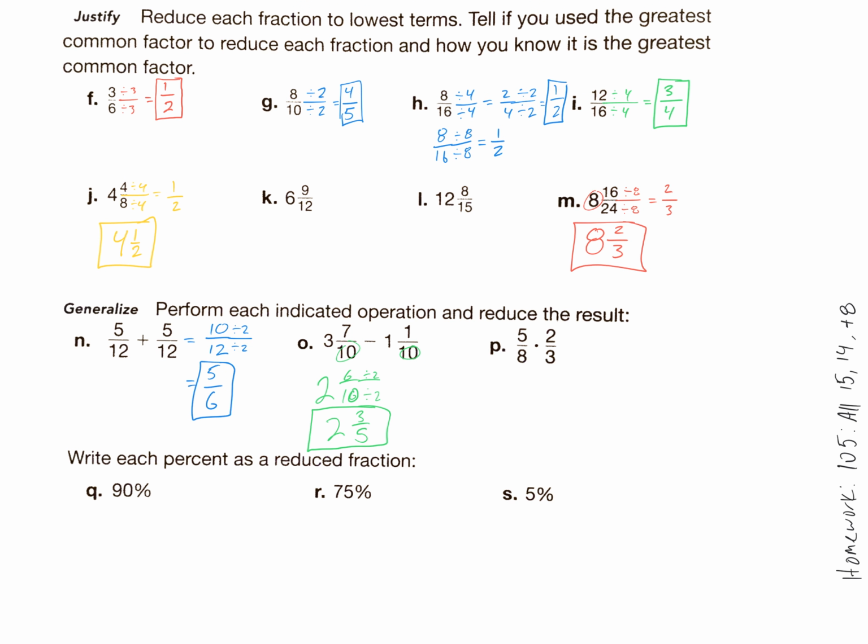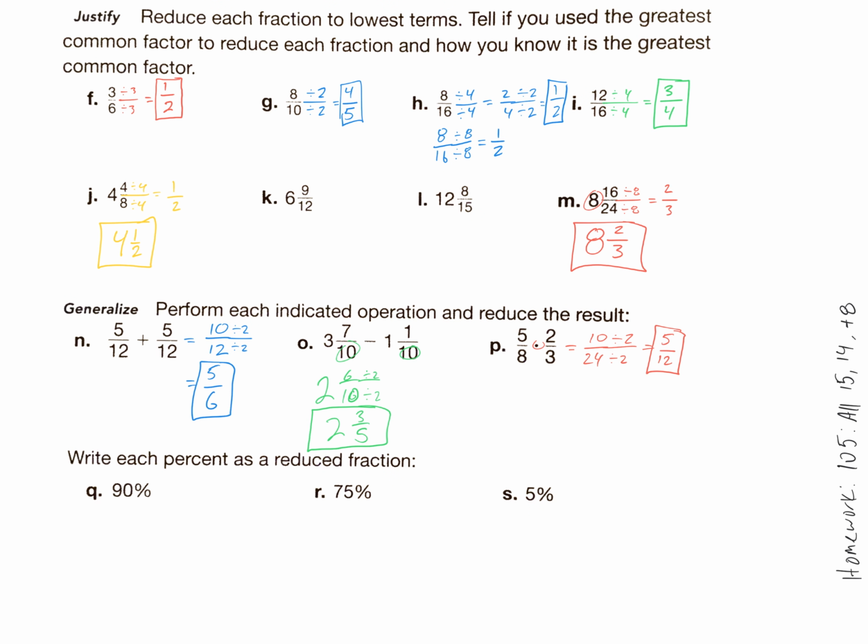So next one here, and this is multiplying, so I'm going to multiply the top. 5 times 2 is 10. 8 times 3 is 24. I see that they both have a factor in common of 2. It's going to be 5 over 12.